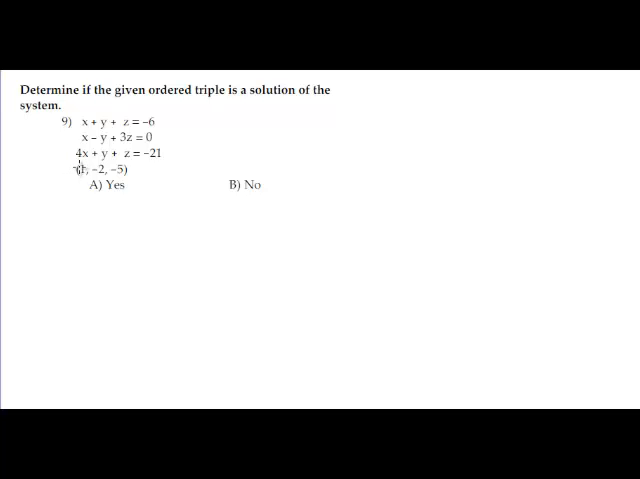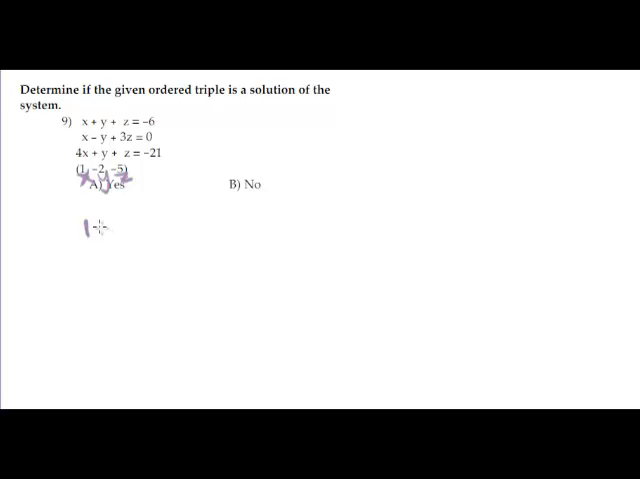We want to determine if the given ordered triple is a solution of the system. This ordered triple gives us the x value, the y value, and the z value. What we want to do to figure out if this is a solution is plug in the x, the y, and the z and see if each of these statements is true. If all of them are true, our answer is yes. If any one of them is not true, our answer is no. It has to work for all of them. So let's start at the top and go down.